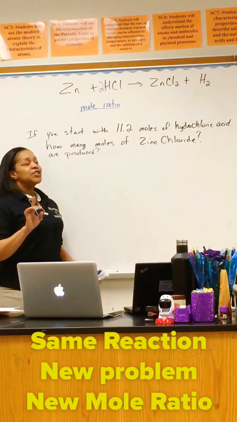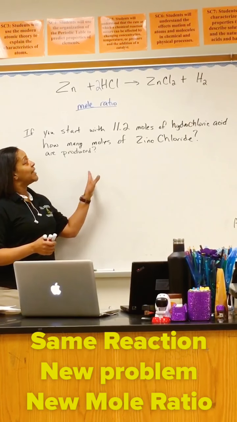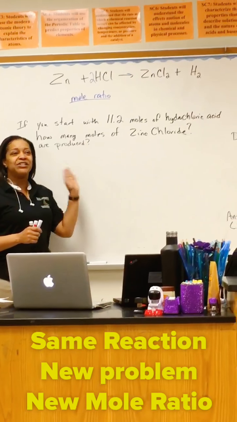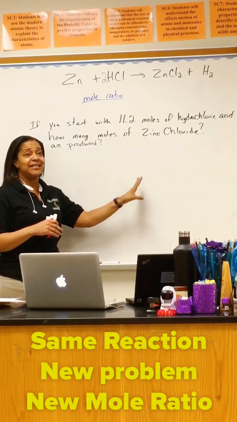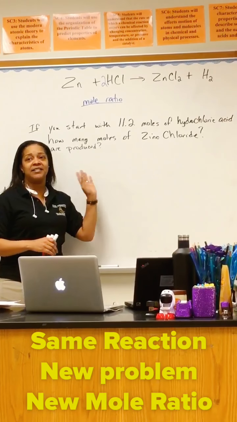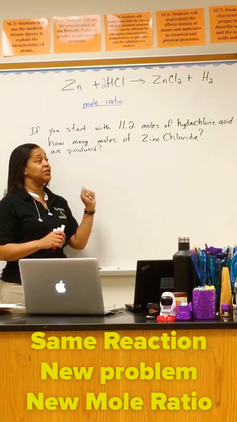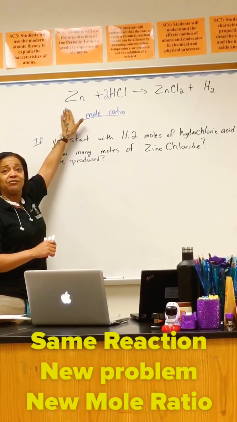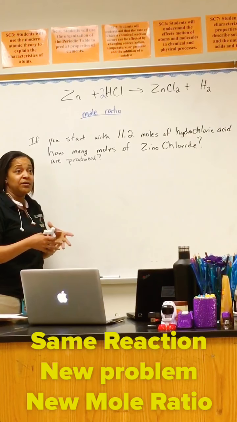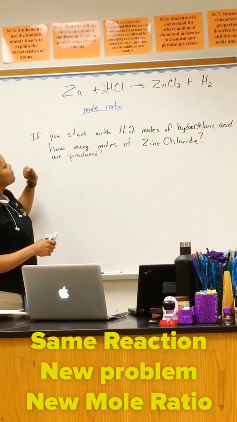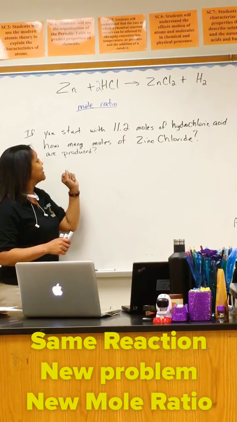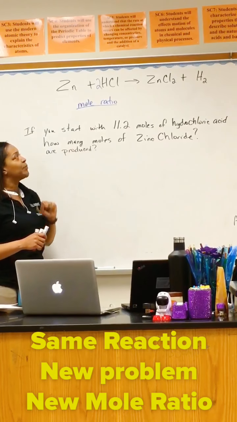Okay? So now we're going to take a look at a problem that is going to involve not just one coefficient, but a coefficient of more than 1, so you can actually see that this mole ratio affects the problem, and it affects your results. Here we have a new problem. Same balanced equation, right? Same reaction going on in this beaker. And we have this problem now. If you start with 11.2 moles of hydrochloric acid, how many moles of zinc chloride are produced?